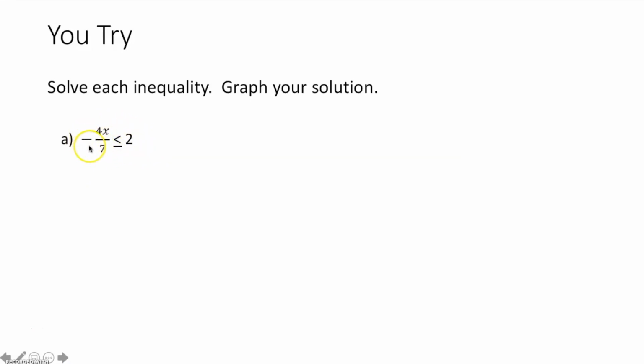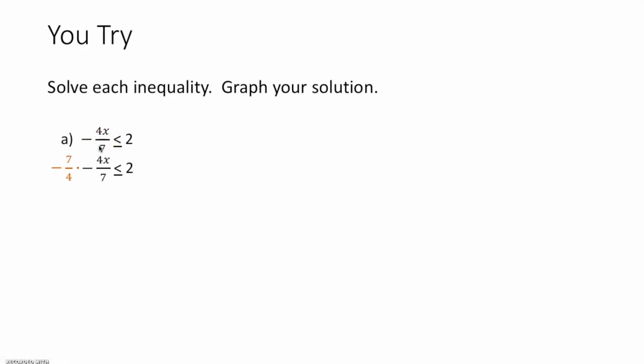Well, how do I do this? Well, I can make that 3 separate steps. I could get rid of the 7, then get rid of the 4, then get rid of the negative, or I could do it all at the same time. And now how do I do that? When you have a fraction like this, you can multiply both sides by the reciprocal. So here, the reciprocal of negative 4 over 7 is going to be negative 7 over 4.